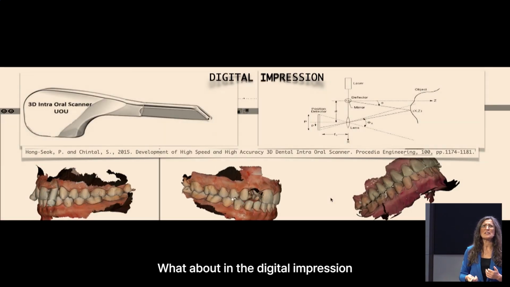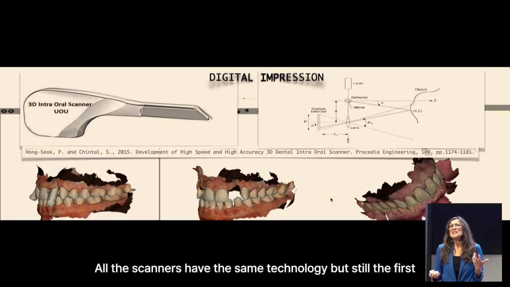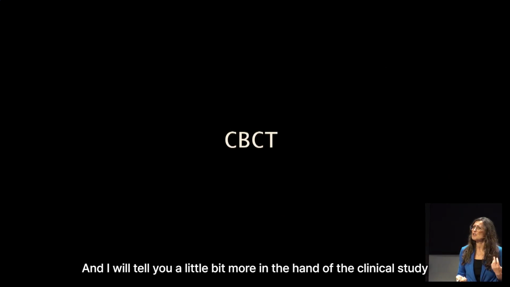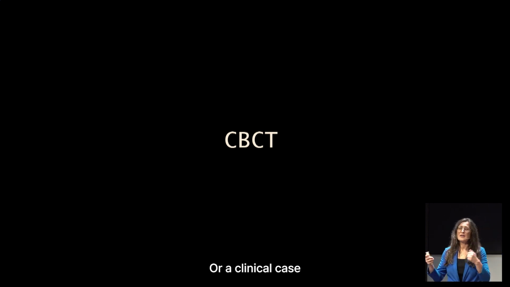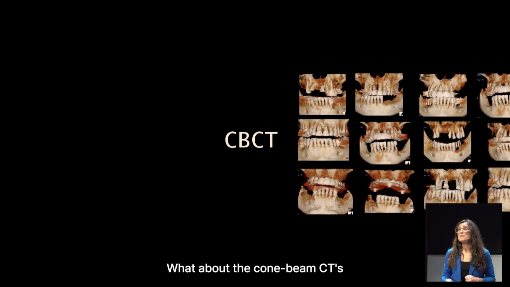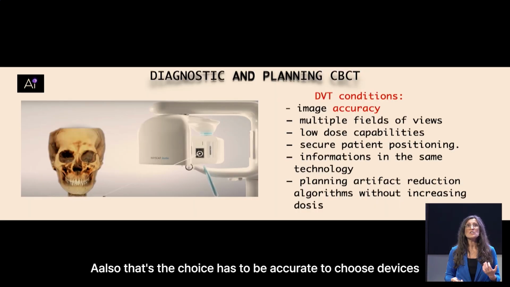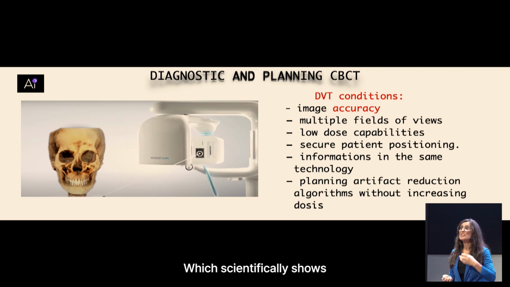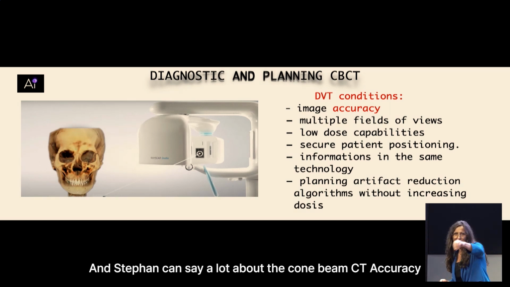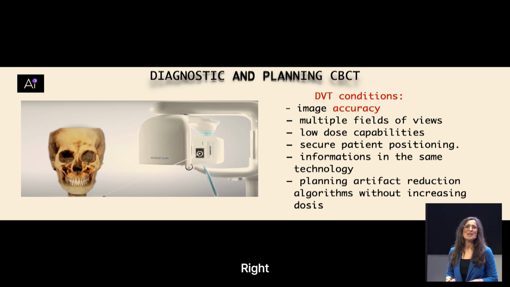What about the digital impression? All the scanners have the same technology but still differ, and I will tell you a little more on the basis of a clinical case. What about the cone beam CTs? That choice also has to be accurate, choosing devices that are scientifically shown to be so, and Stefan can say a lot about cone beam CT accuracy, right?